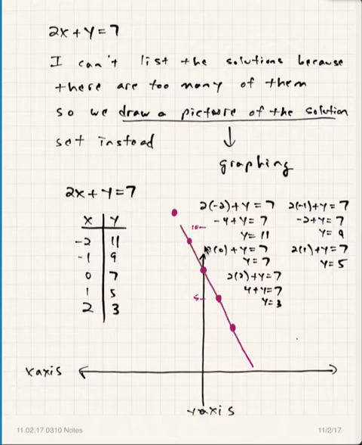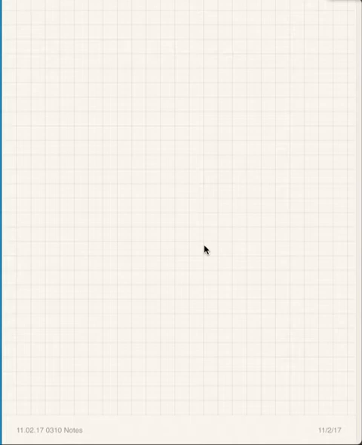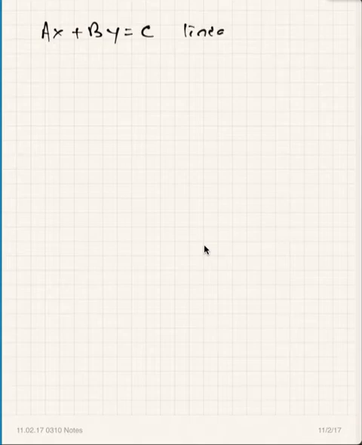The graph of this is definitely a line. And when I draw that line like that, I'm drawing a picture of the solution set to 2x plus y equals 7. Okay? And so, first of all, one thing to point out here is that this equation we just talked about is an example of a linear equation in two variables.